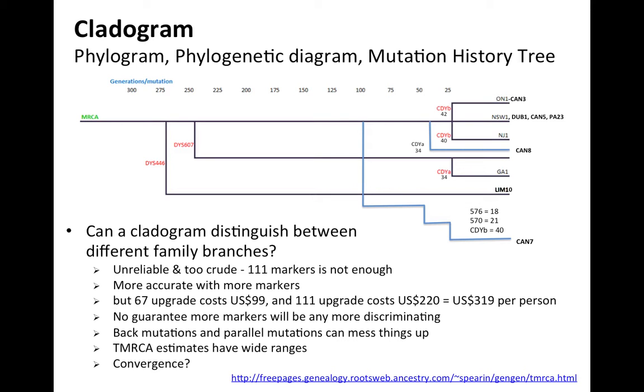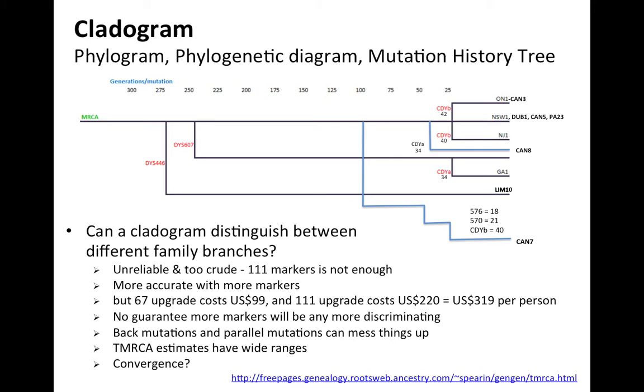Also, even if people did upgrade, there is no guarantee that more markers will be any more discriminating and will be able to break out the different branches associated with genetic family 1 than we currently are able to do with the lower resolution tests.